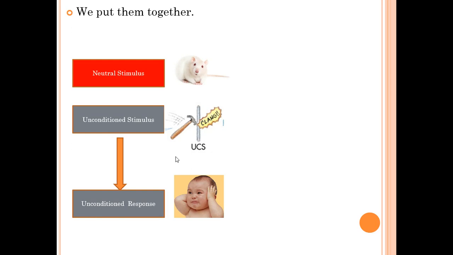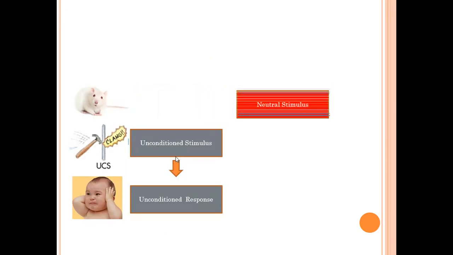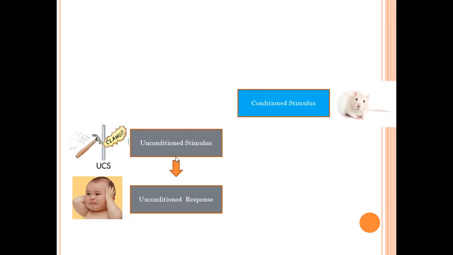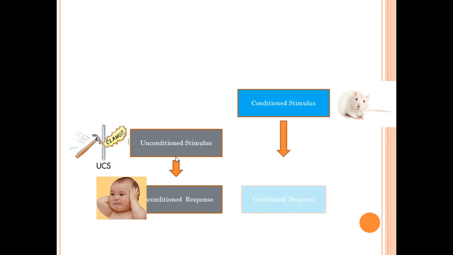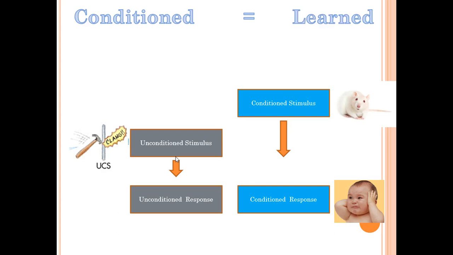After they do this a few times, then our neutral stimulus becomes our conditioned stimulus. And now, even before the rat gets close, as soon as Little Albert sees the rat, he starts to cry, because now our rat has become our conditioned stimulus, and the crying has become the conditioned response.